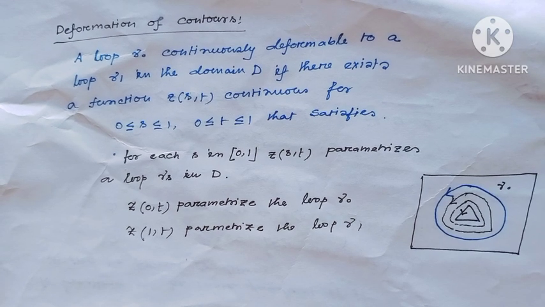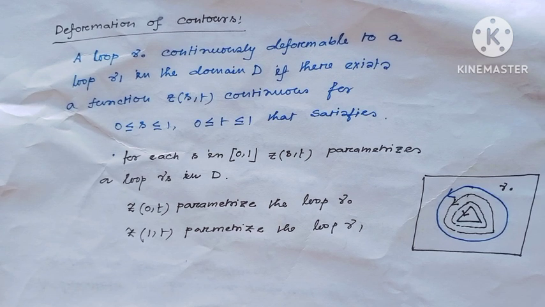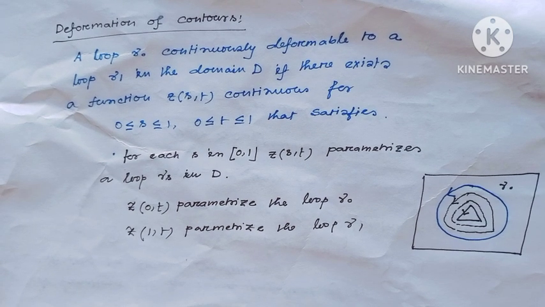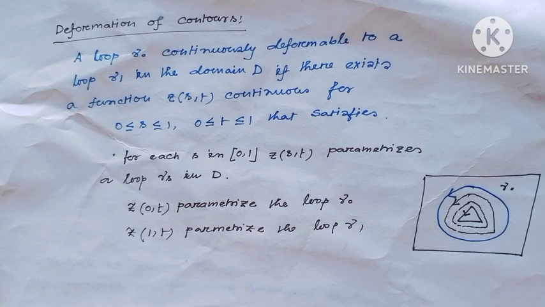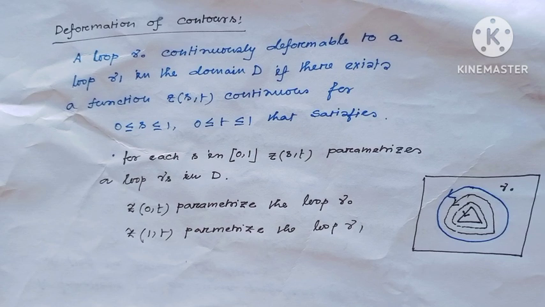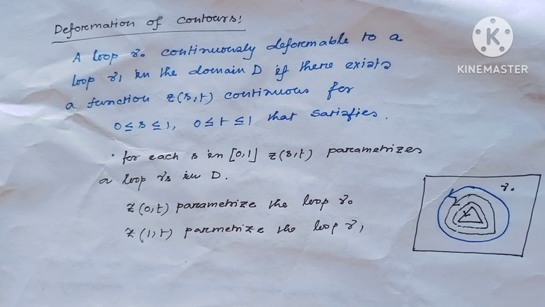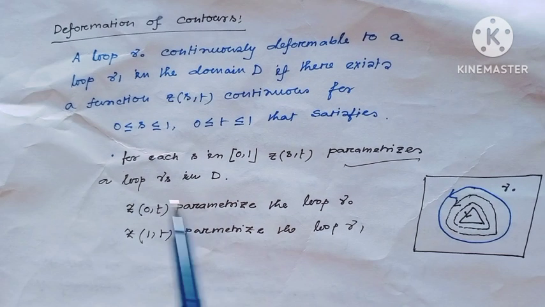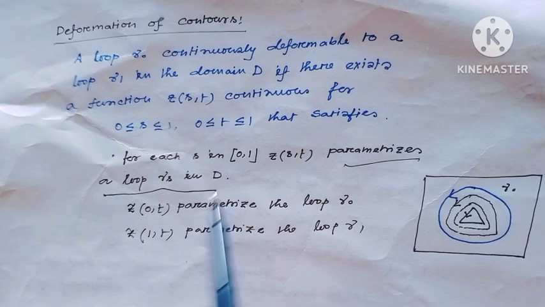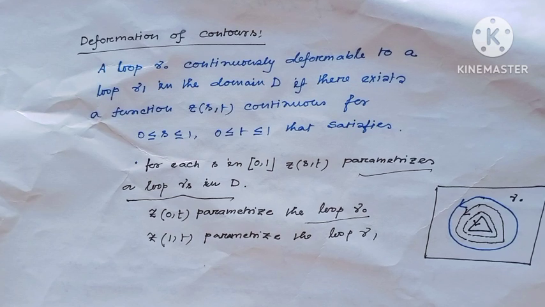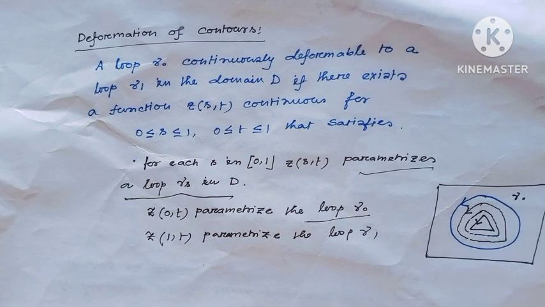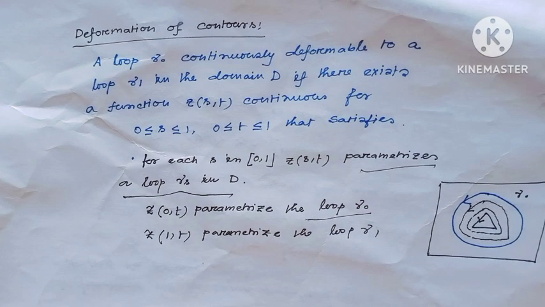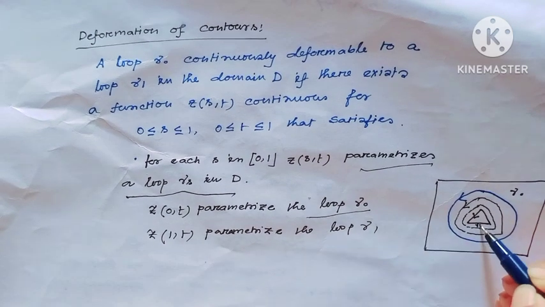Deformation of contour is actually: a loop gamma 0 is continuously deformable to a loop gamma 1 in the domain D if there exists a function z(s,t), continuous for 0 ≤ s ≤ 1 and 0 ≤ t ≤ 1, that satisfies, for each s in [0,1], z(s,t) parametrizes a loop gamma s in D. Then z(0,t) parameterizes the loop gamma 0 and z(1,t) parameterizes the loop gamma 1. This is the loop gamma 1.